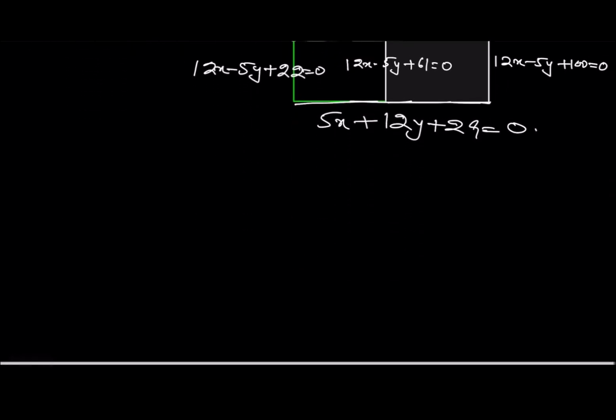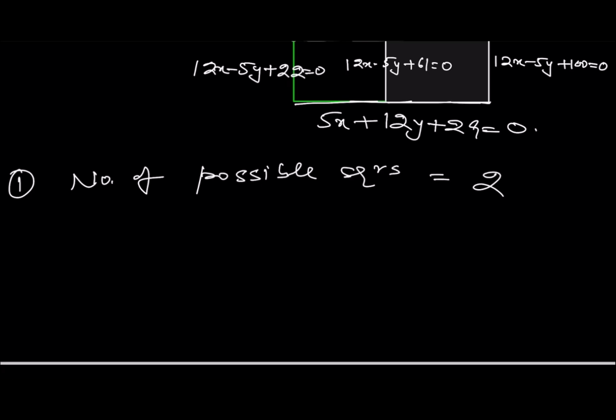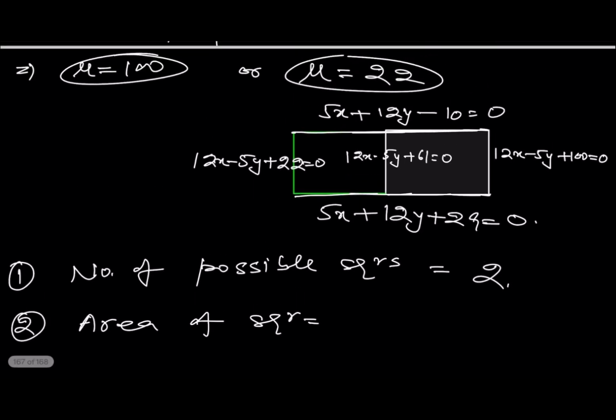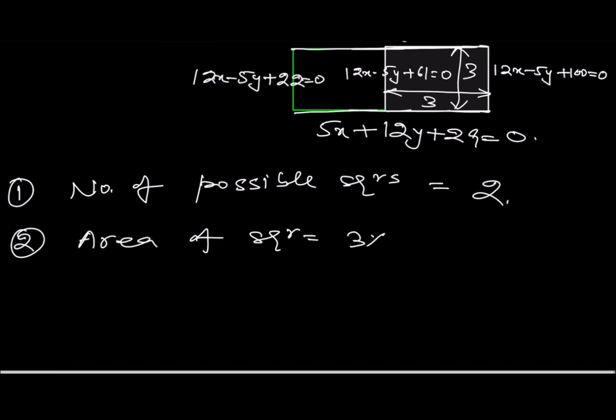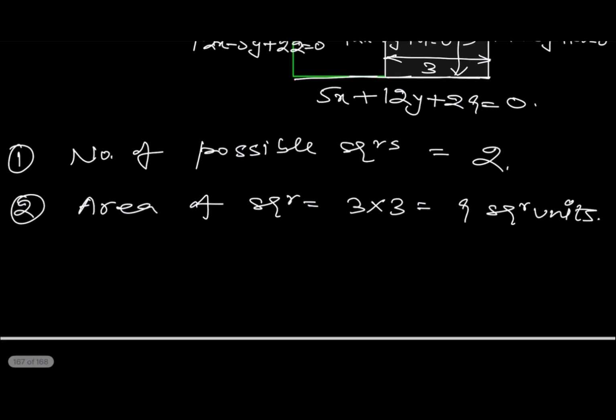So number of possible squares is equal to 2, and area of a square is equal to what? This side is 3 and this is also 3. So 3 into 3 means 9 square units, right?